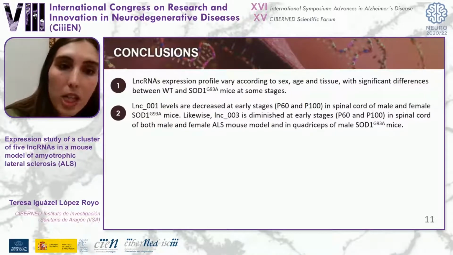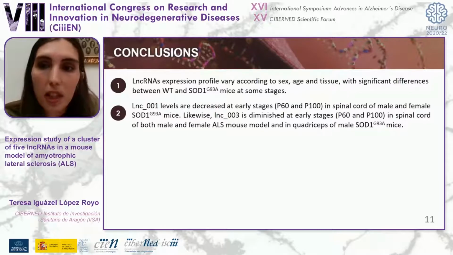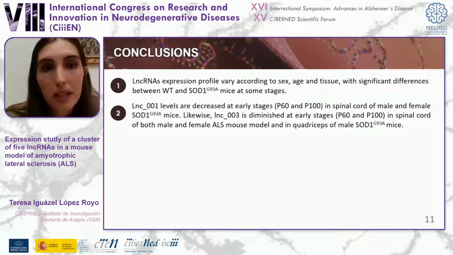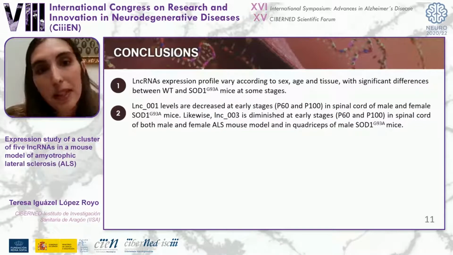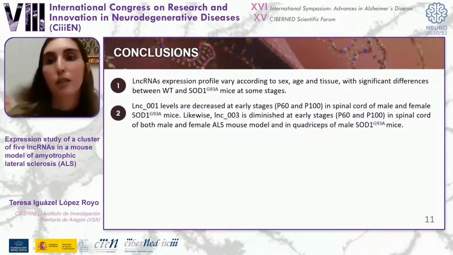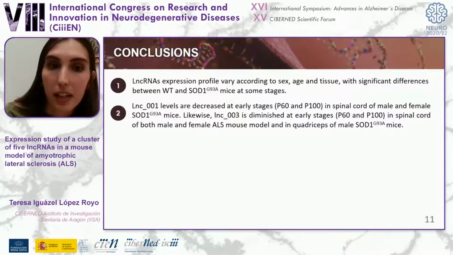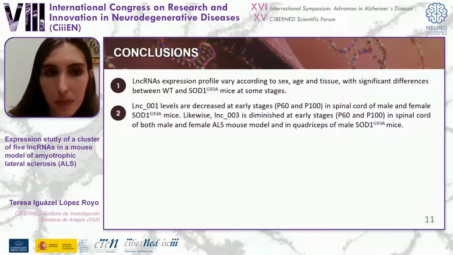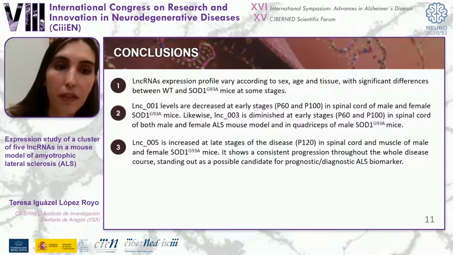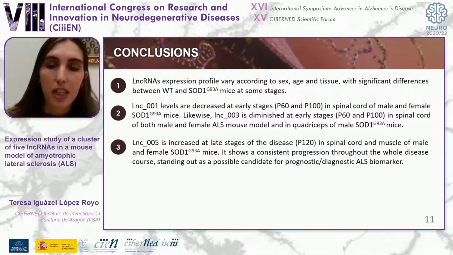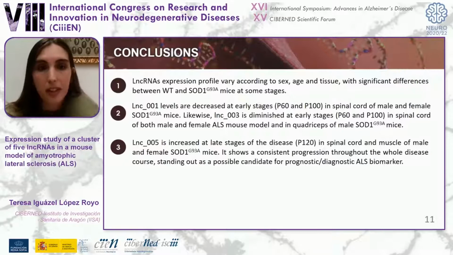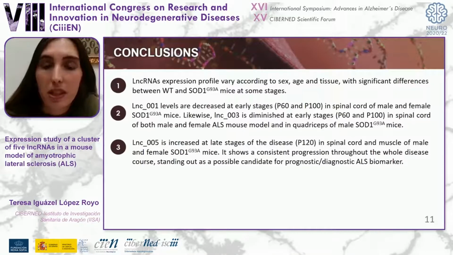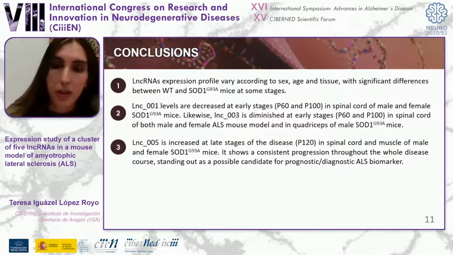Long non-coding 1 levels are decreased at early stages in the spinal cord of male and female SOD1 mice. Likewise, long non-coding 3 is diminished at early stages in the spinal cord of both male and female ALS mouse model and in quadriceps of male SOD1 mice. Last but not least, long non-coding 5 is increased at later stages of the disease in the spinal cord and muscle of male and female SOD1 mice. It shows a consistent progression throughout the whole disease course, standing out as a possible candidate for prognostic or diagnostic biomarker of this disease.